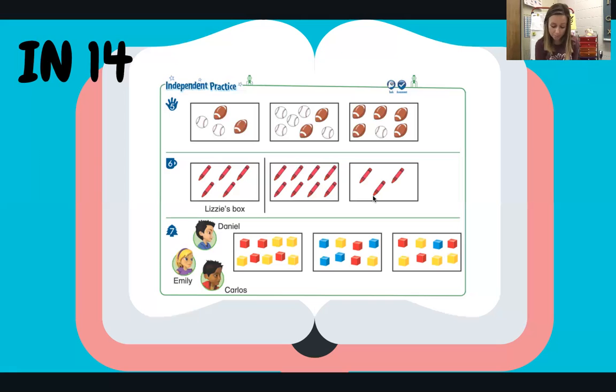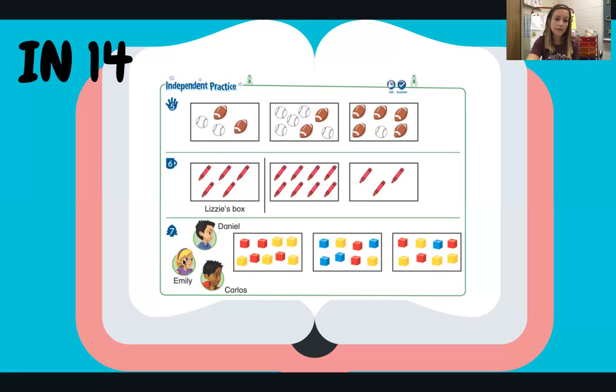Violet has more crayons in her box. Draw a circle around Violet's. So again, this is Lizzie's box. Which one has more? Circle it. All right, last question, number 7. You're going to be drawing lines from the person to the box that matches their story.